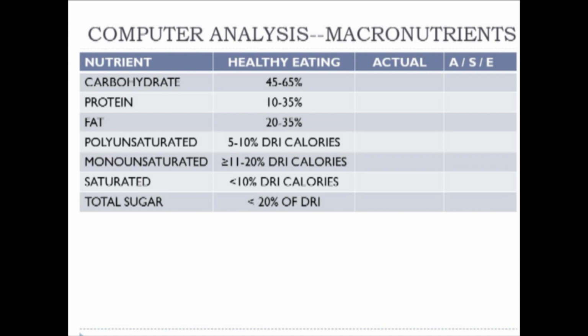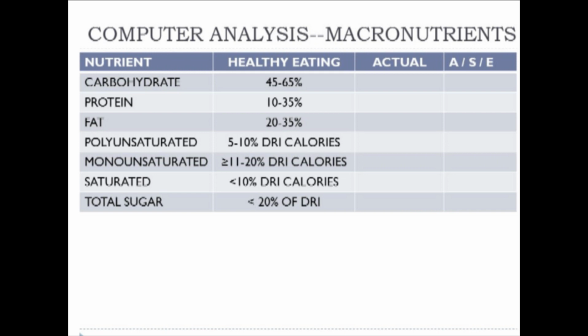Again, we've spoken about this earlier, but here's a reminder. What you need to know cold are the recommended macronutrient ranges for carb, protein, and fat. These you must know absolutely without hesitation. In addition, you need to know the polyunsaturated range is 5 to 10% of DRI calories. Again, the carbohydrates, it's 45 to 65% of the DRI calories. Same for the protein and the fat.